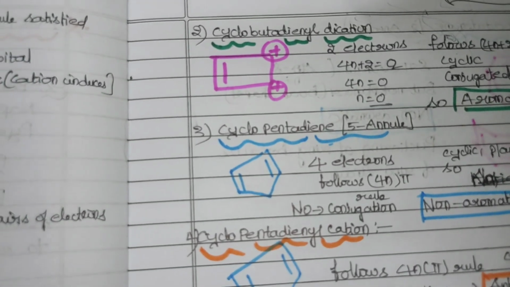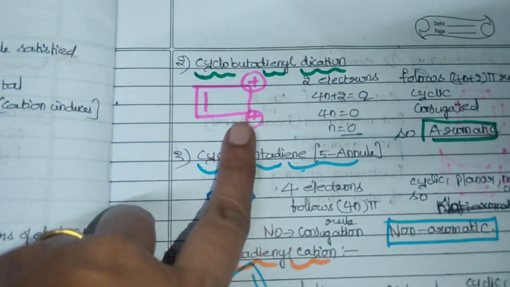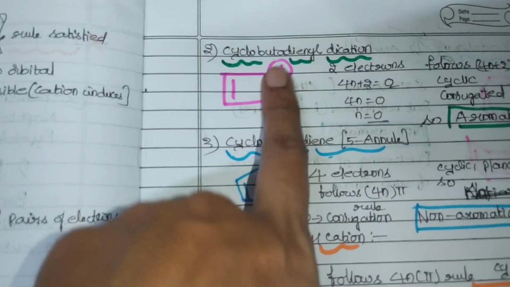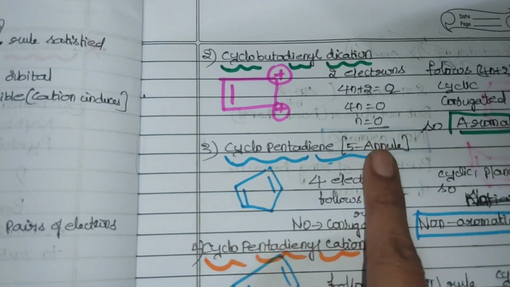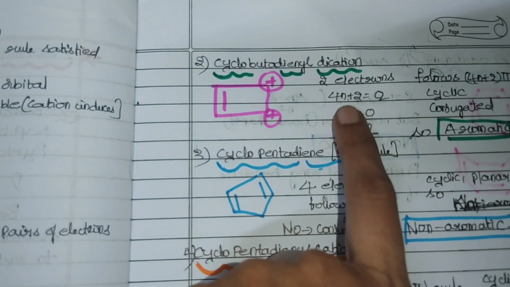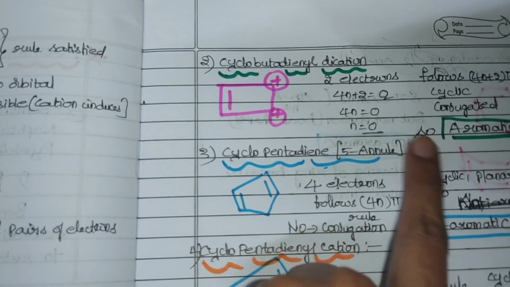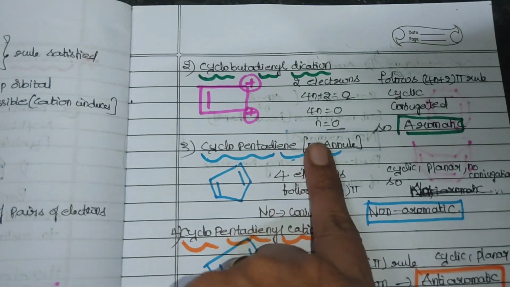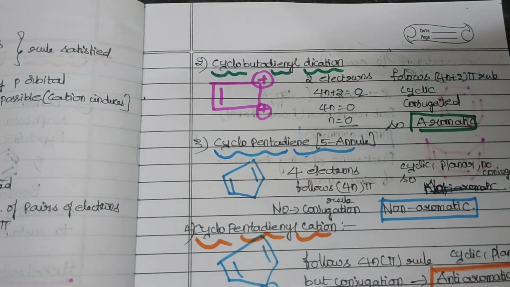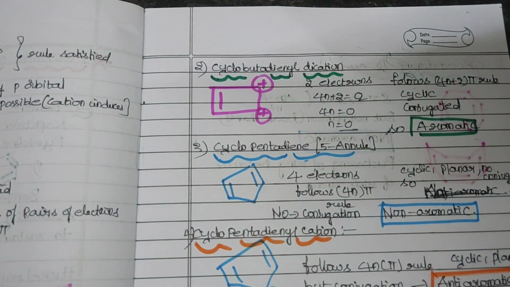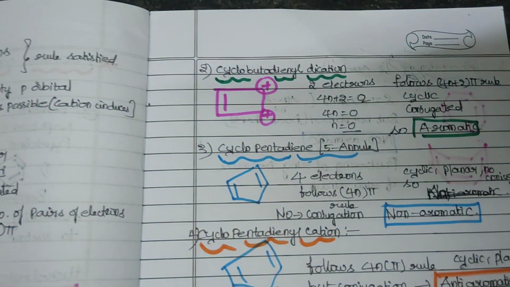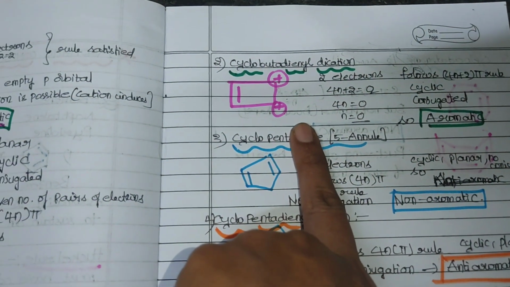Then the cyclobutadienyl dication. For the same cyclobutadiene, if 2 electrons are removed, it becomes a dication. 2 electrons will be present and it will follow Huckel's rule, 4n plus 2 is equal to 2, so n is equal to 0. So it is aromatic because it has a cyclic, planar, conjugated structure and follows the 4n plus 2 rule.